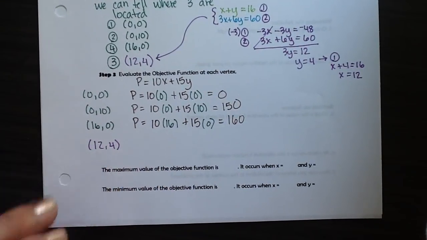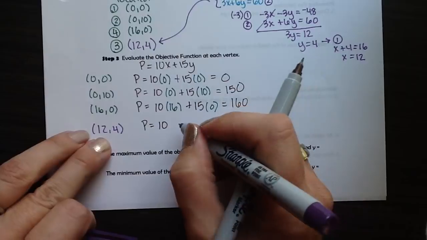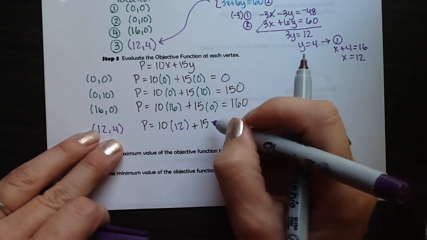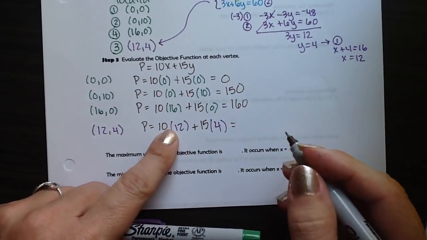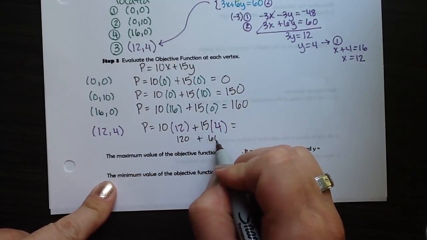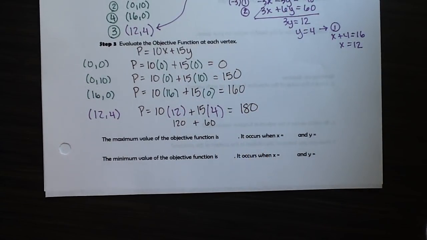And then finally, with the point that I had to solve the system to get, P equals 10 times the x value, which is 12, plus 15 times the y value, which is 4. So that will be 10 times 12 is 120. 15 times 4 is 60. So that equals 180. So in step 3, we evaluate the objective function at each vertex.